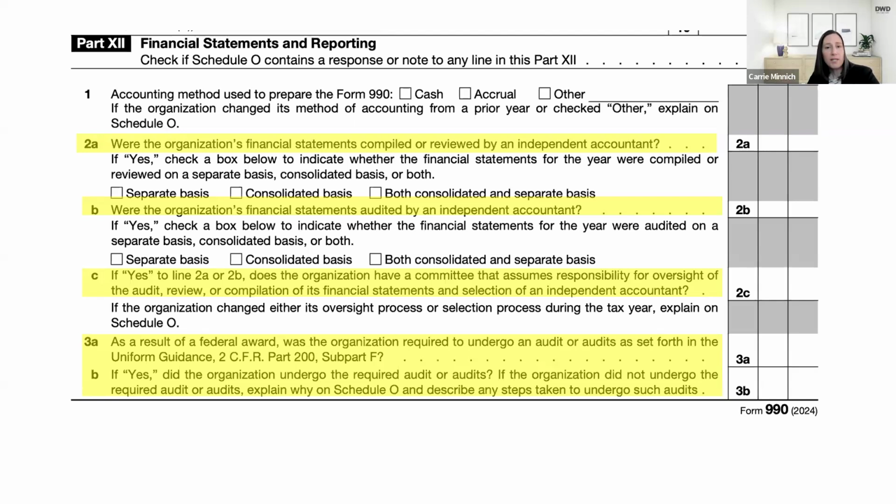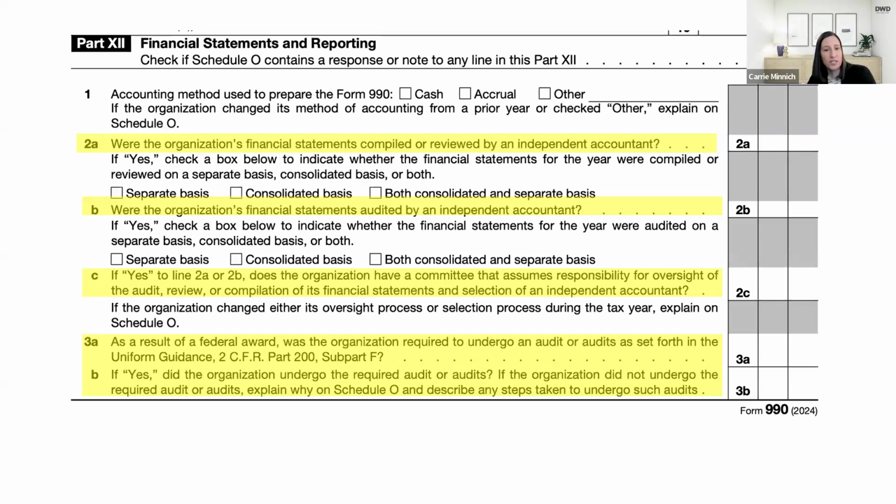Also, do you have a committee that assumes responsibility for the oversight of the audit and review of compilation? Now, again, you can only answer these questions yes if you've had an audit, review or compilation done. If you're in the process of having one done and maybe it's not complete, you would have to answer no, but you could add an additional explanation later on in Schedule O to say that one is in process.